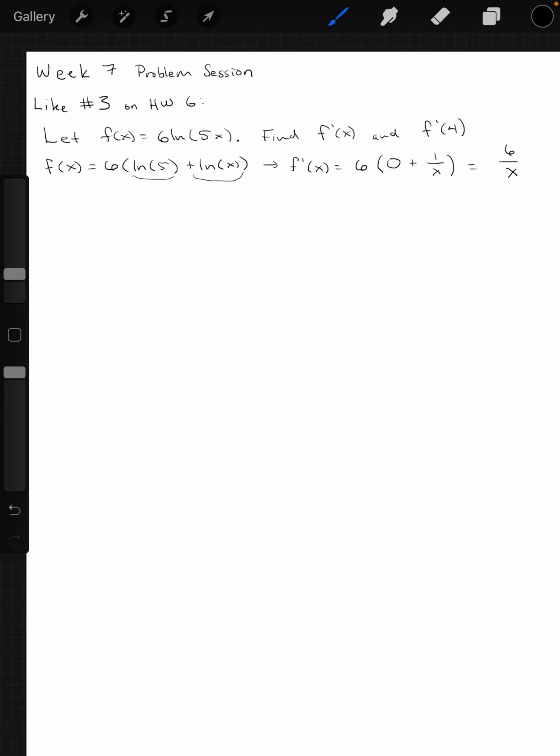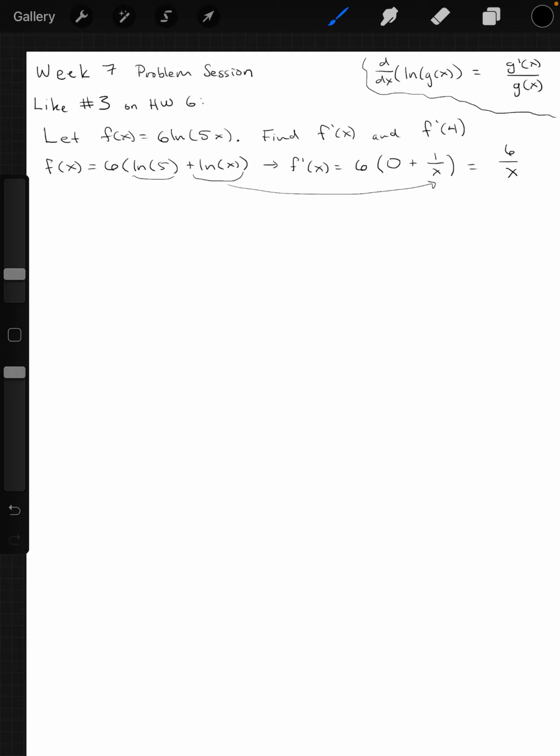The other way to do this, if you don't want to use your log rules, is to use the fact, let me put it up here, the derivative of ln of g of x is equal to g prime of x over g of x. So that's another rule that we learned in this section. It's basically combining this rule that we used here and the chain rule.